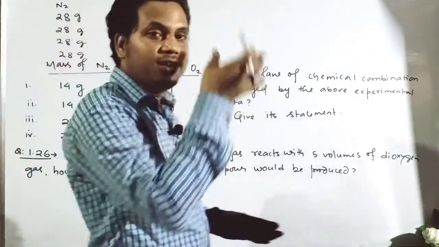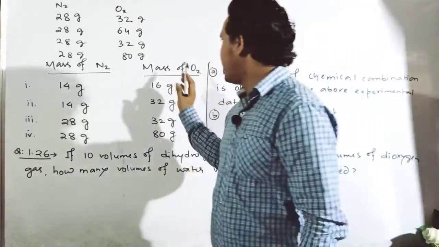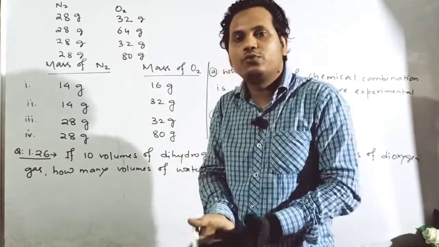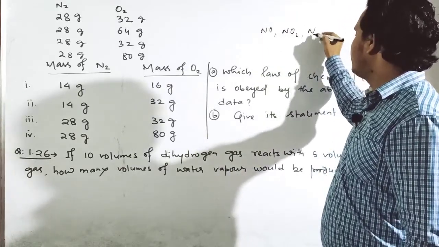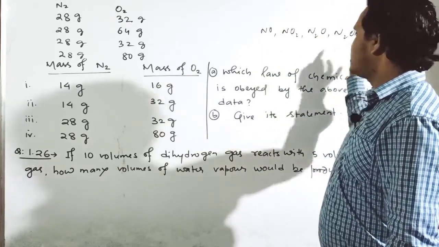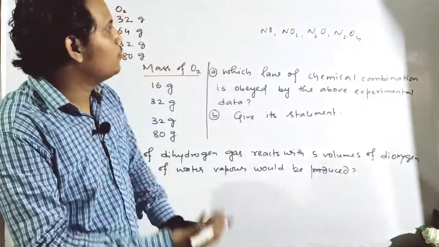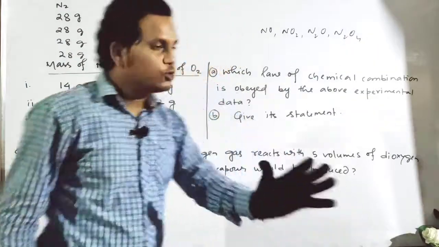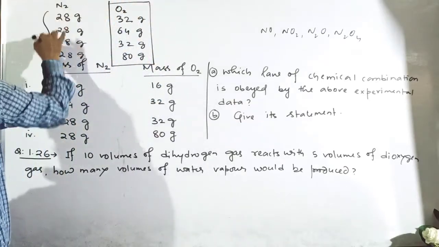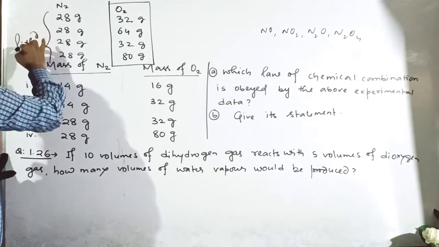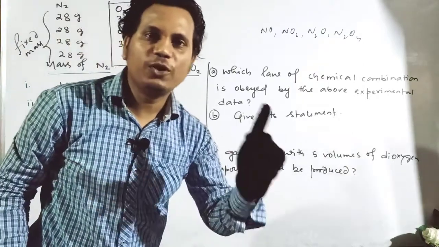So which law is obeyed? Law of multiple proportion. Nitrogen and oxygen can combine to form more than one compound. It can form NO, NO2, N2O, N2O4, N2O5. So when nitrogen and oxygen combine to form more than one compound, the masses of one element that combine with the fixed mass of the other element are in the ratio of a small whole number.